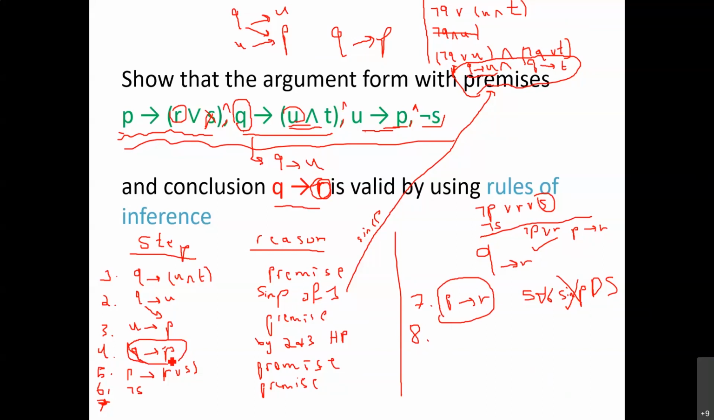Yeah, it is. Why, Cheryl? Because using HP, you can get Q implies R, 4 and 7, just building the bridge between them. Okay, so that's it. That's it for this.